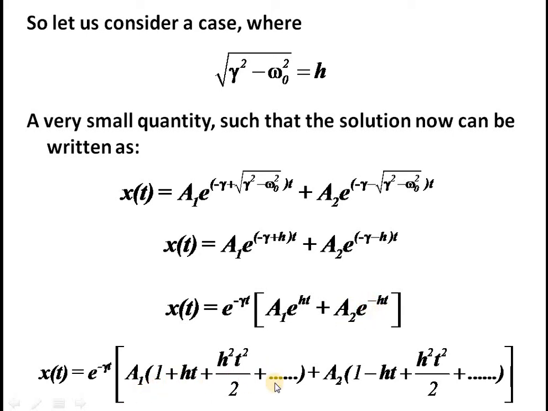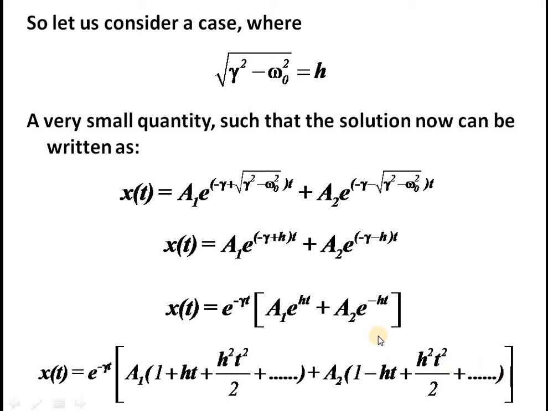e raised to ht is given like this: 1 plus ht plus h square t square by 2, like that. Similarly, e raised to minus ht is also expanded. So you have 1 minus ht plus h square t square by 2 and so on. Okay, it goes on like that.